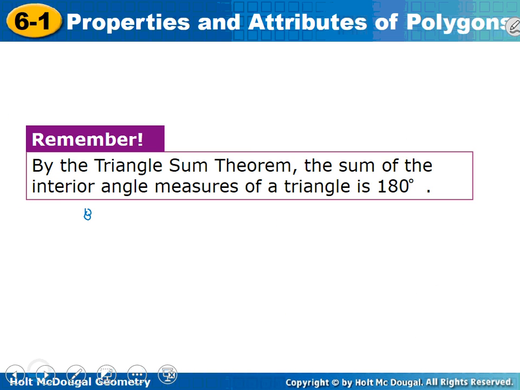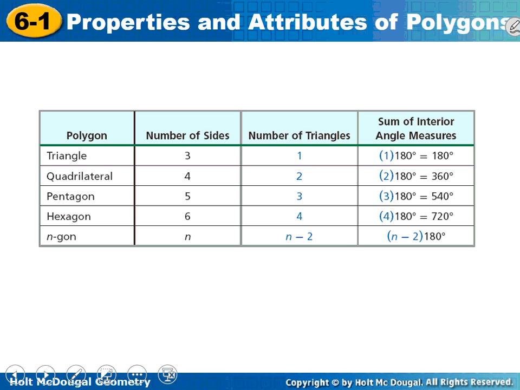Did I give you a little chart in your notes? Okay, so here's this little chart. Flip over to here. Let's see if we can understand where this formula is coming from. If I have 3 sides, it made 1 triangle, and the sum was 180. If it had 4 sides, it made 2 triangles, and the sum was 360, because we did 2 times 180. 5 sides made 3 triangles, 540.